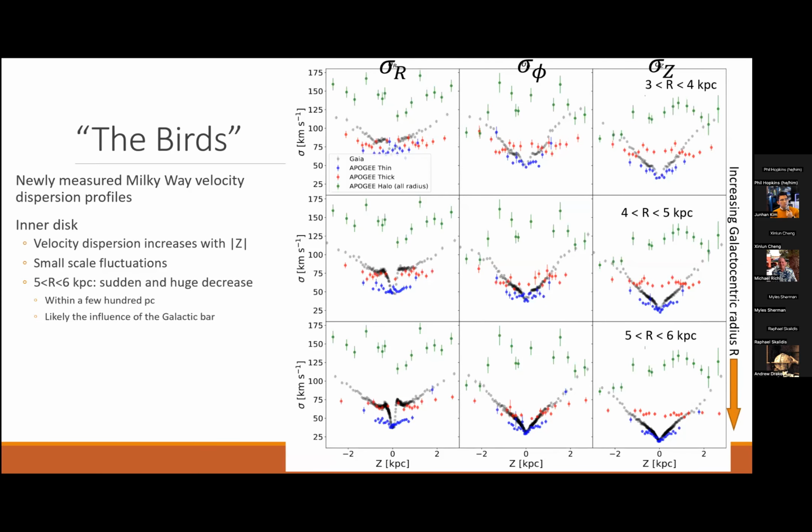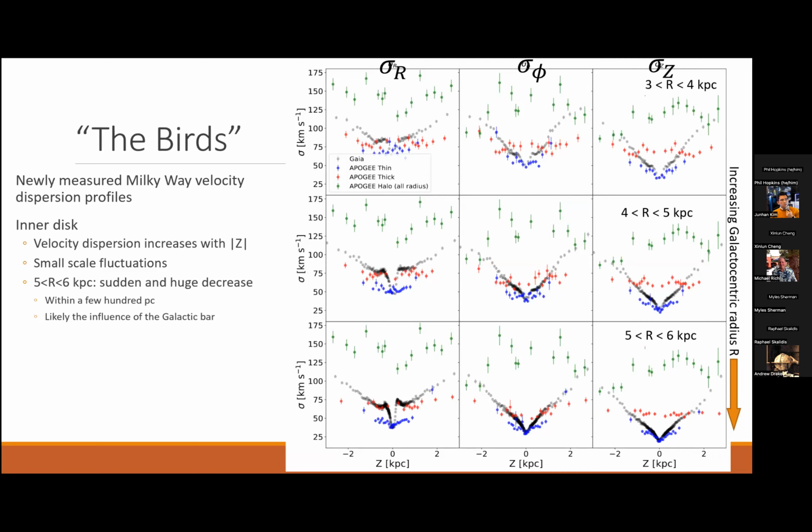So what do we find? First, let's start with the velocity dispersion profile. What does it look like? Well, it looks like a crudely drawn bird, right? Here are the wings. So people in our group started calling it the bird's plot.